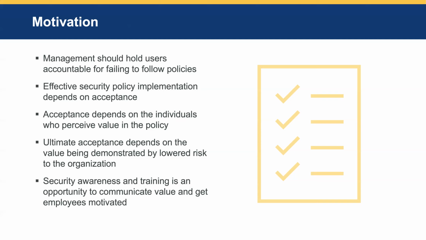And so when it comes to motivation in our IT security policy, we want to ensure that management holds users accountable for failing to follow policies, that we have effective security policy implementations in place that are dependent upon acceptance, that acceptance depends on the individuals who perceive value in the policy, that ultimate acceptance depends on the value being demonstrated by lower risk to the organization, and that we have security awareness and training in place to provide an opportunity that enables users to communicate value and allows users to be more motivated.